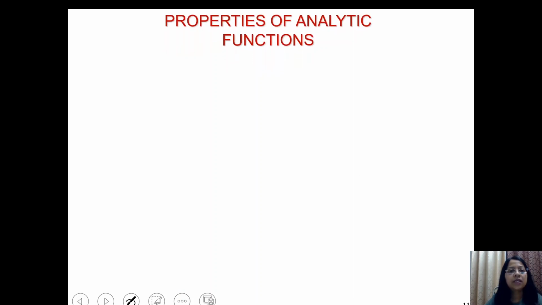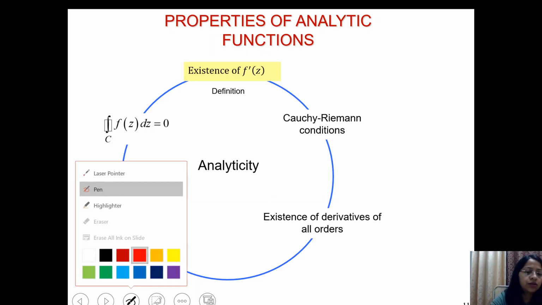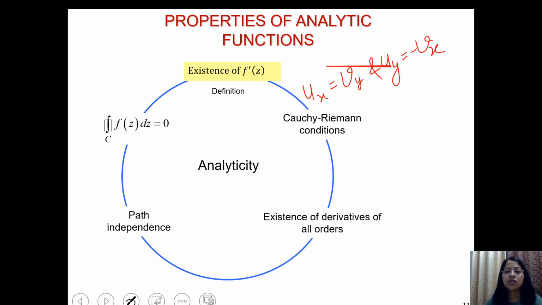Here once again I want to recall the properties of an analytic function as we are going to move towards Cauchy's theorem. So what are analytic functions? Analyticity of a function of a complex variable is nothing but that its derivative must exist. The Cauchy-Riemann equations, the Cauchy-Riemann conditions, have of course been taught to you. Those are ux equal to vy and uy equal to minus vx. These conditions should be satisfied, along with the existence of all the derivatives of all orders.